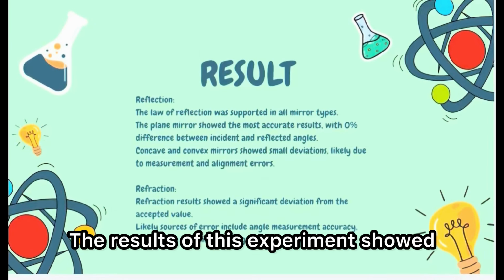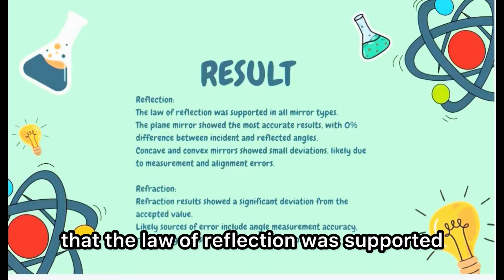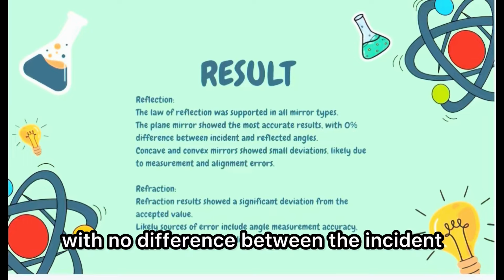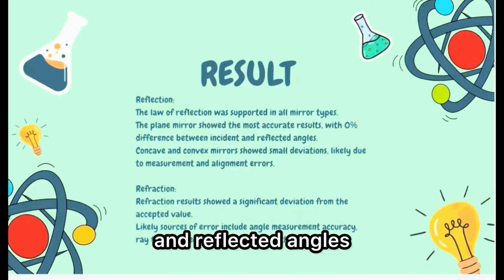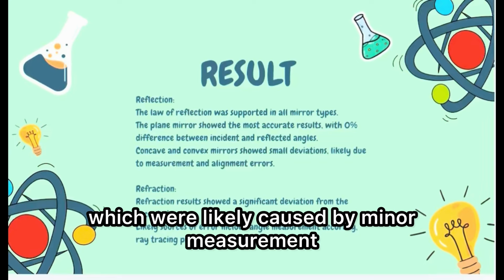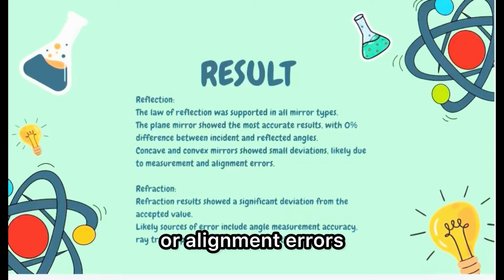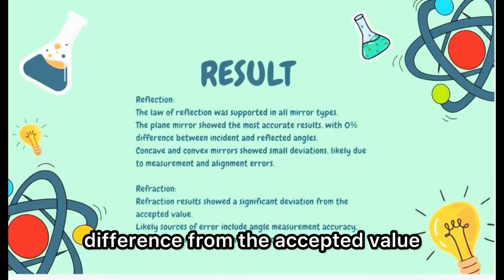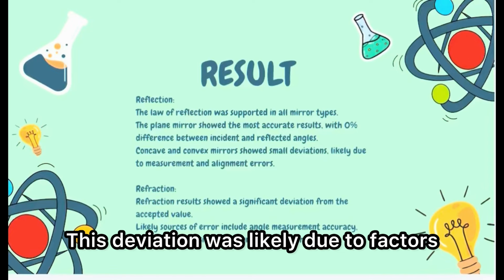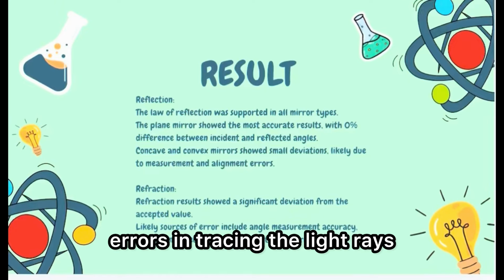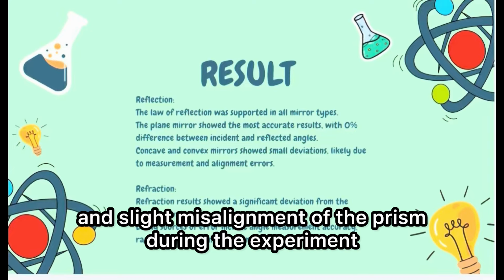The results of this experiment showed that the law of reflection was supported across all types of mirrors. The plane mirror produced the most accurate results, with no difference between the incident and reflected angles. The concave and convex mirrors showed small deviations, which were likely caused by minor measurement or alignment errors. For refraction, the results showed a noticeable difference from the accepted value. This deviation was likely due to factors such as inaccuracies in measuring angles, errors in tracing the light rays, and slight misalignment of the prism during the experiment.